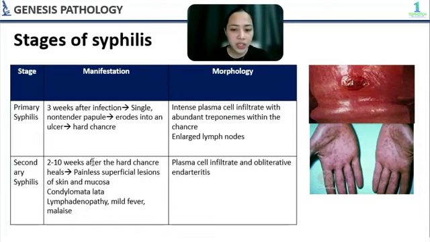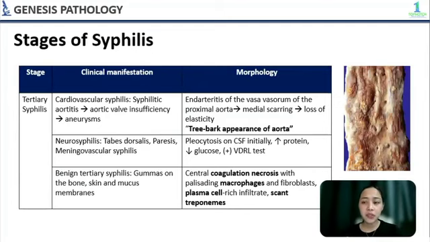So, secondary syphilis naman, it occurs 2 to 10 weeks after the primary chancre occurs. So, in this stage, there is widespread mucocutaneous lesions, which involves the oral cavity, the palms of the hand, and soles of the feet. So, moist areas of the skin, like the anogenital region, they can develop broad-based elevated plaques called condylomata lata. There's also lymphadenopathy, mild fever, and malaise. And in tertiary syphilis, there are 3 main manifestations: cardiovascular, neurosyphilis, and the so-called benign tertiary syphilis, or the formation of gummas.